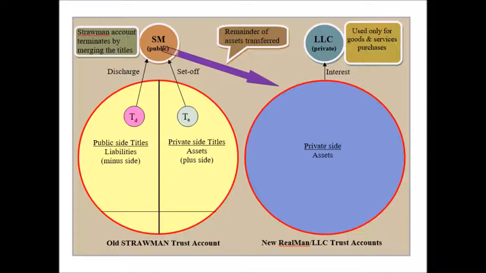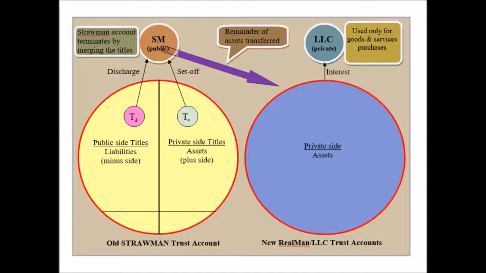So now, what we're going to do from the remainder, let's back up a little bit. After we gave the order for the settlement, we're going to give an order for the discharge on the public side. We're going to give an order for the set-off on the private side. And we're going to give an order to set up a new trust on the private side. And once that strawman account is closed, the remainder from that account is going to be transferred into the new trust.